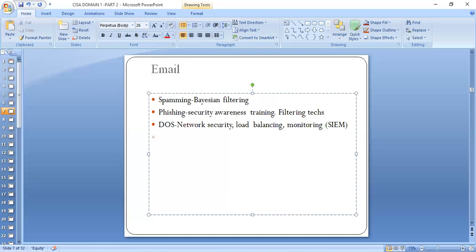There are other challenges also. For example, you can have email spoofing.